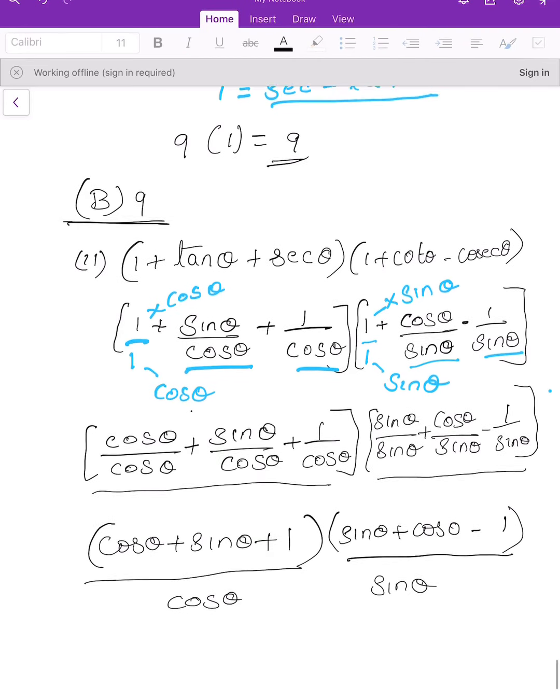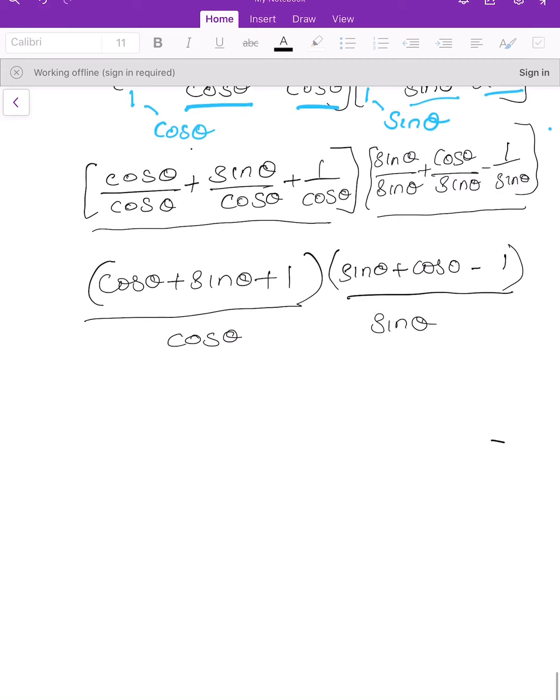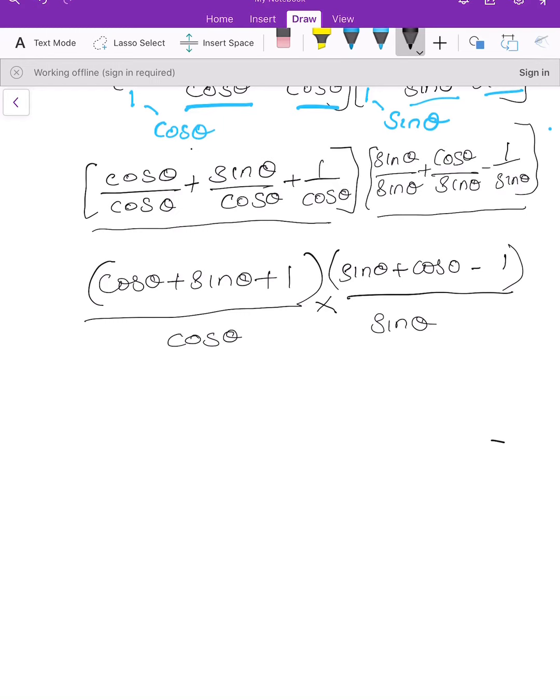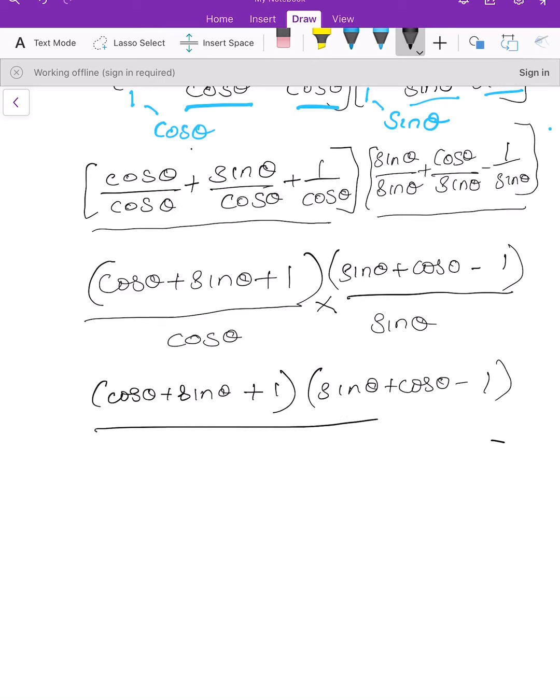So this is in multiplication, so I'm combining the denominators. Because there is only a bracket multiplication, I can combine the denominator. It is cos theta plus sin theta plus 1, into sin theta plus cos theta minus 1, by cos theta sin theta. I have just combined the denominator because it is multiplication.